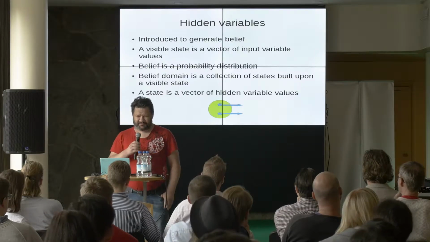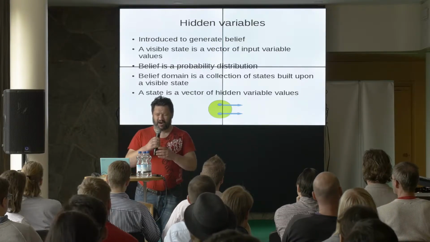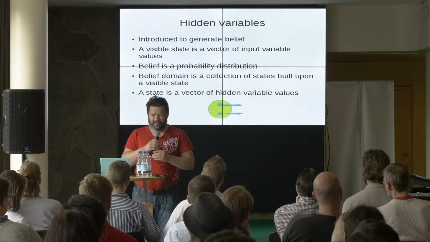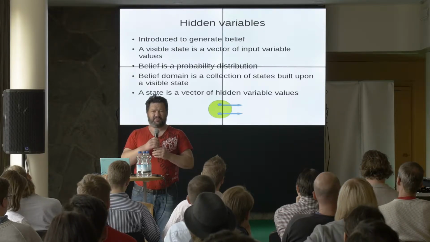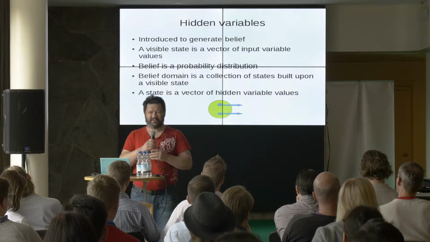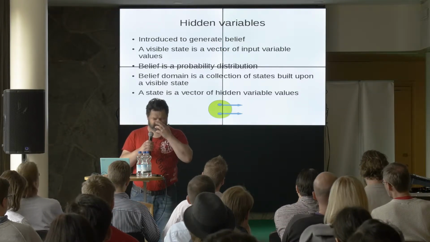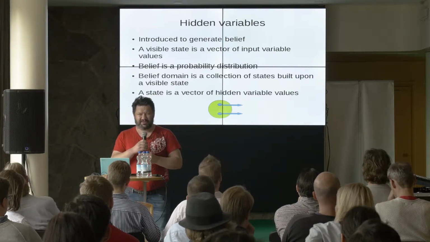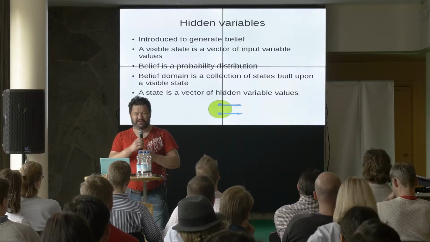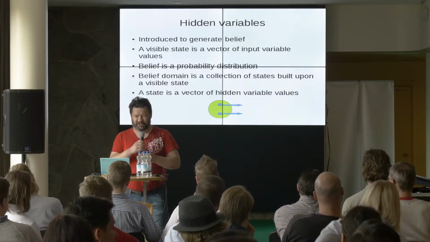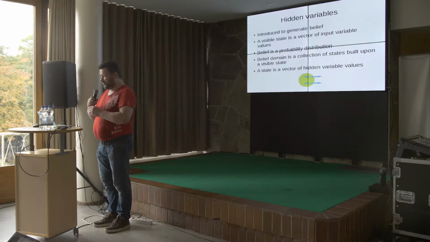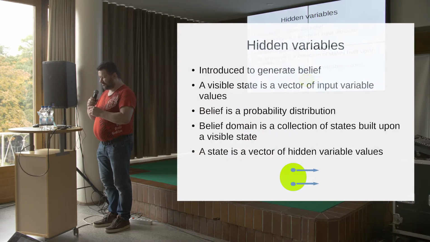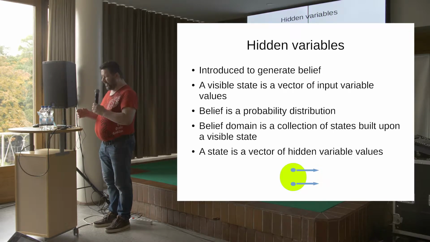Next slide. Hidden variables. This is the heart of my new algorithm. They are introduced to generate beliefs. So you obviously can't imagine, if you're not a solipsist, of course, that we perceive all the variables, and it's quite easy to prove that introducing hidden variables makes it easier to predict the future. I don't have a proof here, but it is really simple. The hidden variables are introduced to generate belief, and they have as a domain a collection of states.